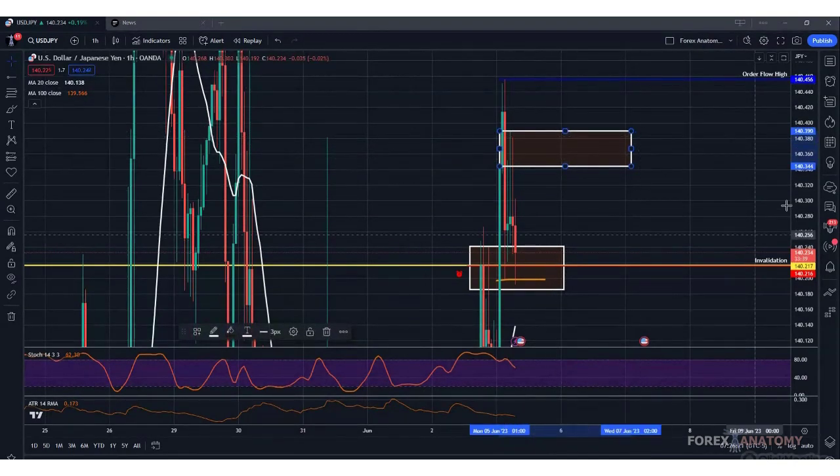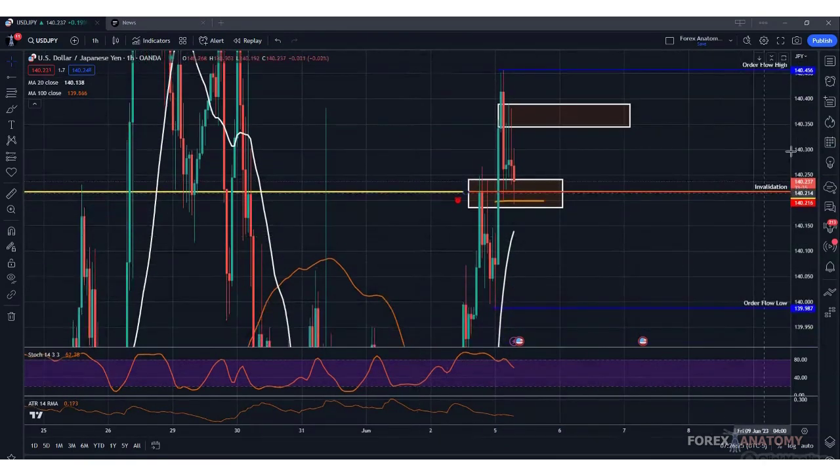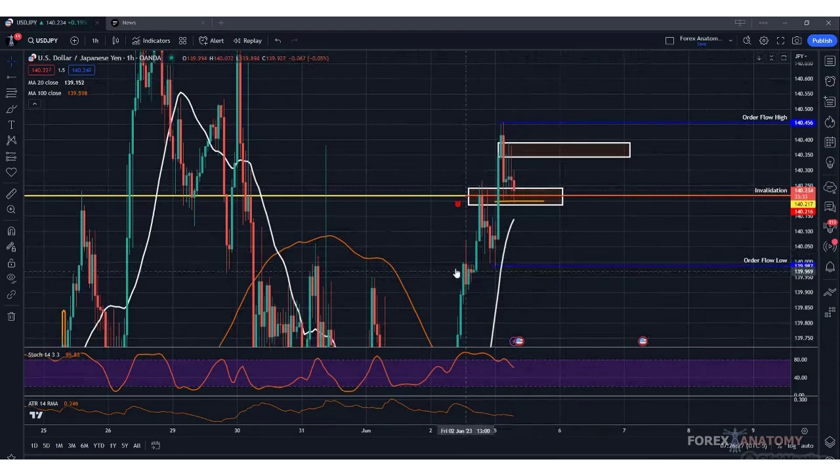So there's multiple ways you can do it, but we'll come back to US dollar Japanese yen and take a look at it later when we have a better idea of how price may want to go this morning. But do we have any questions about the US dollar Japanese yen? Going once, going twice.